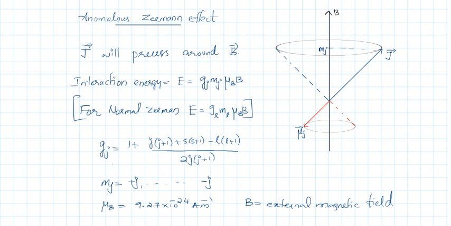In the previous video, we discussed the normal Zeeman effect where spin is 0. So the total angular momentum J is nothing but the orbital angular momentum. Then the equation was Gl, Ml, mu B, B. Gl is 1, so it was simply Ml, mu B, B. Here it is Gj, Mj, mu B, B. Now Gj is given by this expression. Mj is the projection of j. It can take values from plus j to minus j. Mu B is the Bohr magneton. Its value is 9.27 into 10 to the power minus 24. B is the external magnetic field.